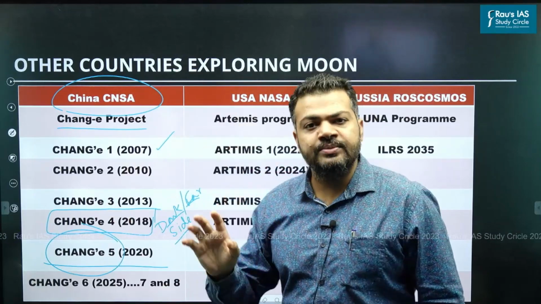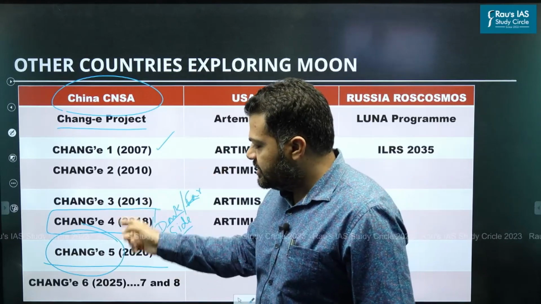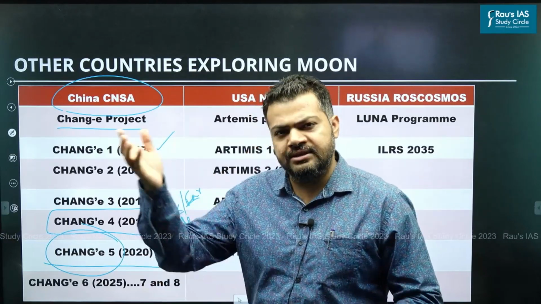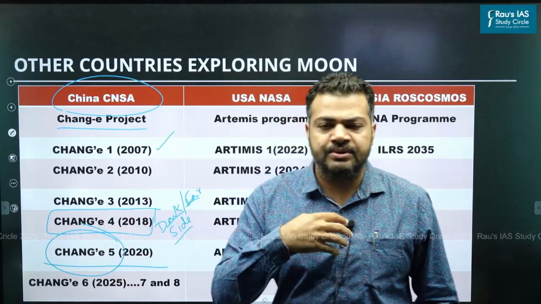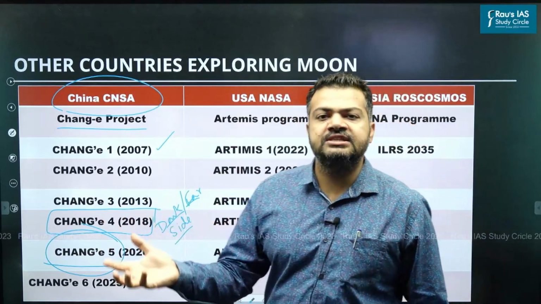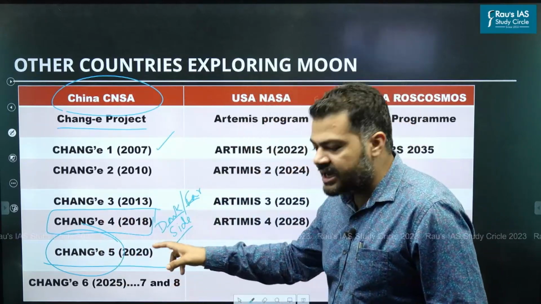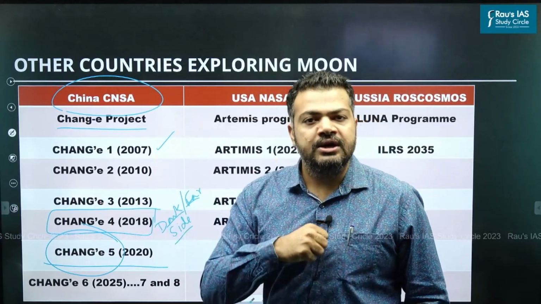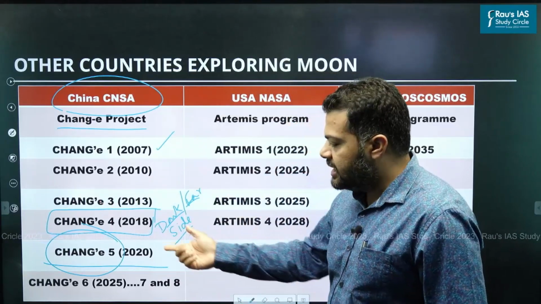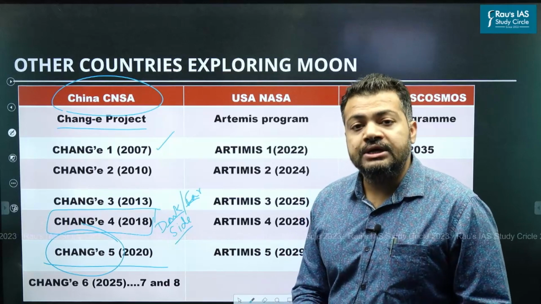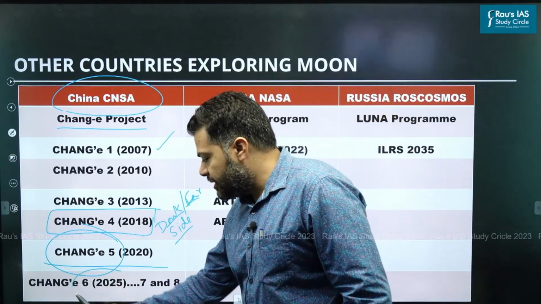Mind my words, this has already been demonstrated previously by NASA, right? You guys know that the human missions of NASA have already been executed, and they have successfully brought samples back. So China has also demonstrated this by bringing a sample of the lunar surface from the dark side under Chang'e 5. Now China is planning Chang'e 6 by 2025.